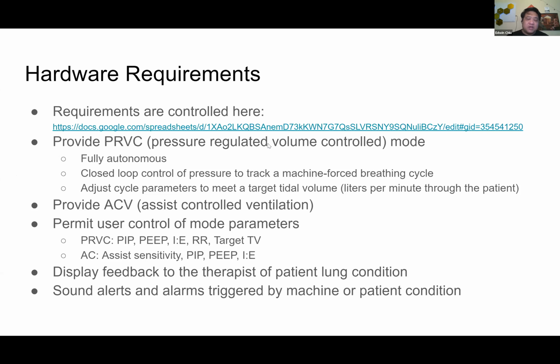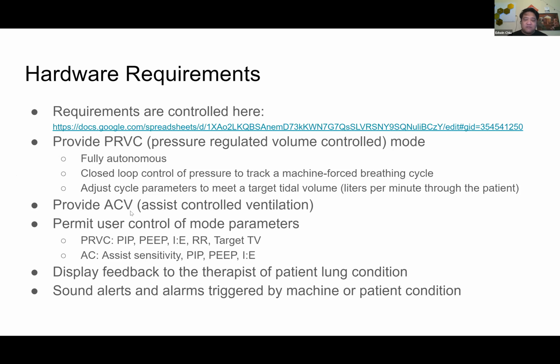This is the pressure regulated volume control mode. It is intended for patients that are unable to breathe on their own and are usually fully sedated and intubated. So this one is fully autonomous. Every breath is controlled by the machine. It has a closed loop control of the patient pressure, and it tracks a machine initiated breathing cycle.